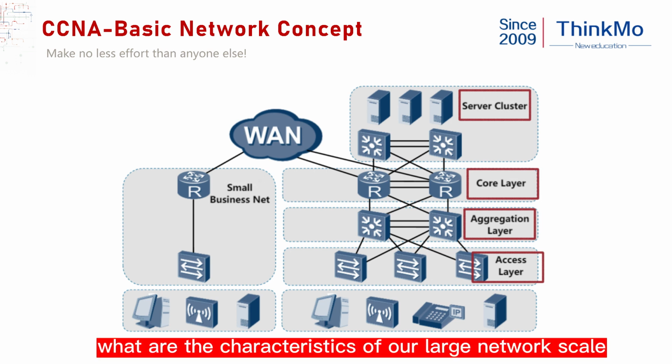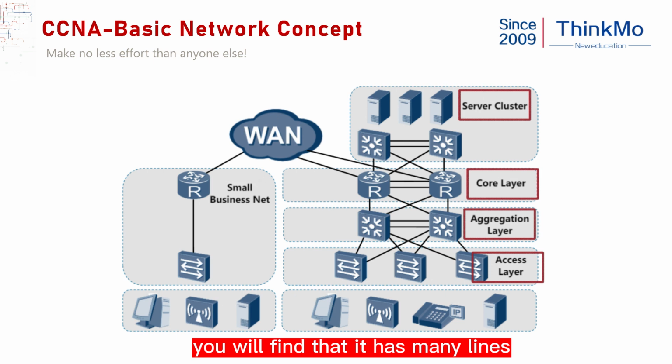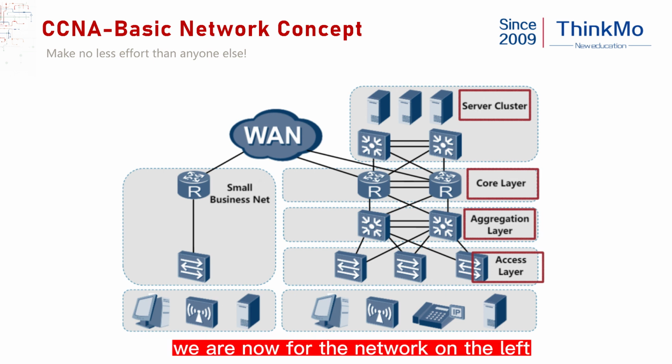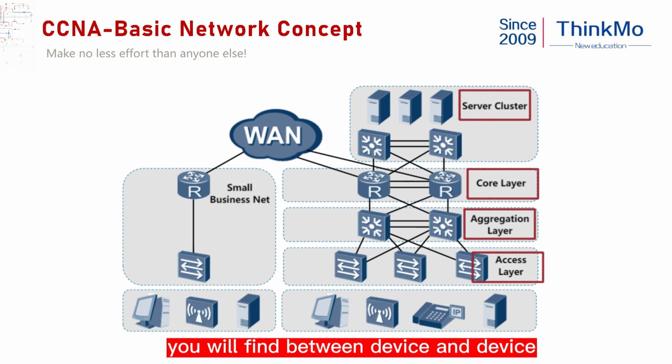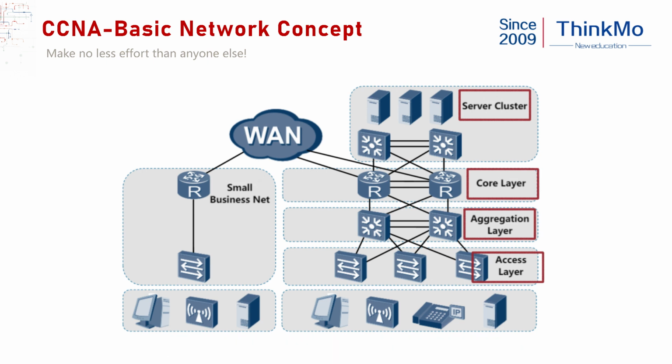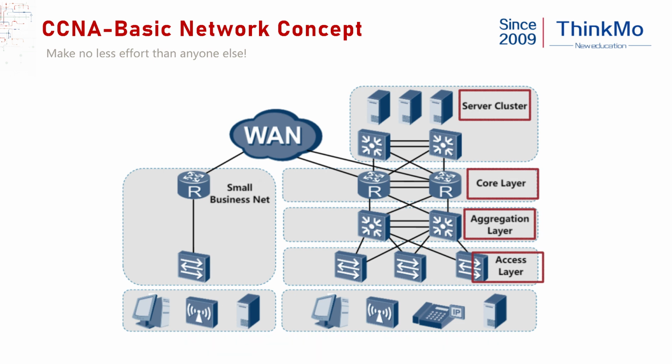What are the characteristics of a large network scale? You will find that it has many lines. For the network on the left, it's a single line. You will find that between device and device we will not take any redundant measures. Can you understand? Let's say my line is broken, then I can't go online. If my interface is physically damaged, I stop going online. Right, this is what we say.